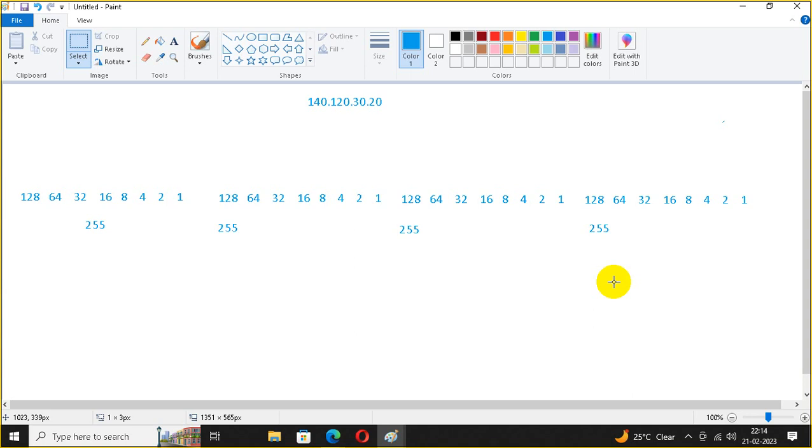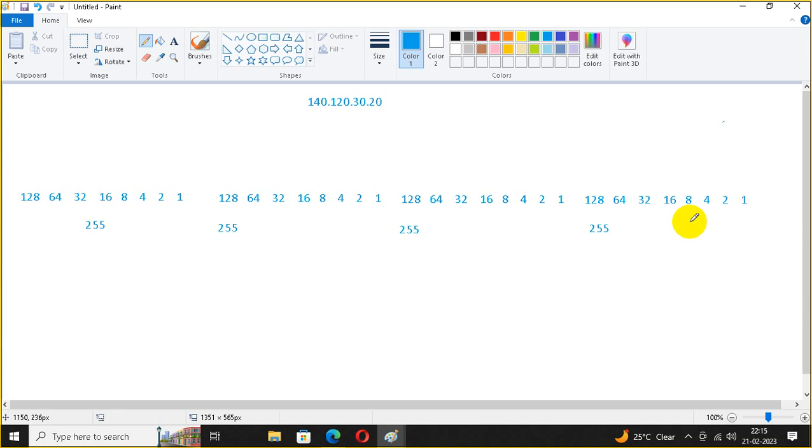If there is 255, 255, 255, 255, it is not called a broadcast IP, it's called a broadcast subnet. Whenever my entire network bits are turned on, we say it's called a broadcast subnet. Clear? Got my point? Okay.